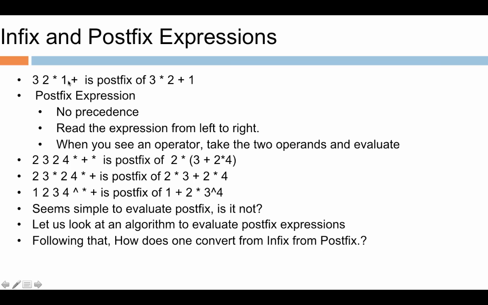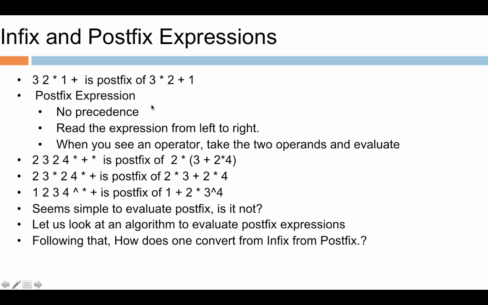For example, you may be confused to find out what are the two operands for this plus. One operand is 1. The second operand is obtained by evaluating the star. What are the operands for this star? It is 2 and 3 respectively. Therefore, the operands for this plus are 1 and 6, sorry, 1 and 6. Therefore, the result will be a 7. And so on and so forth.